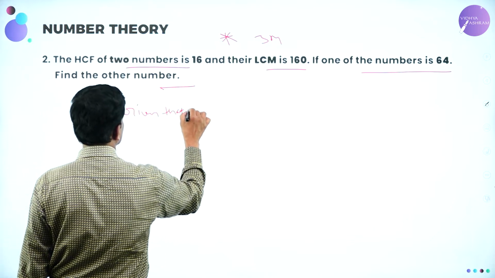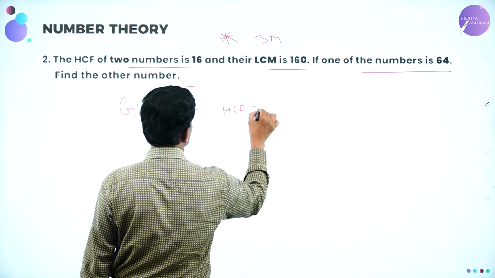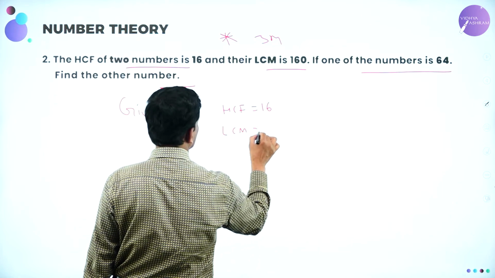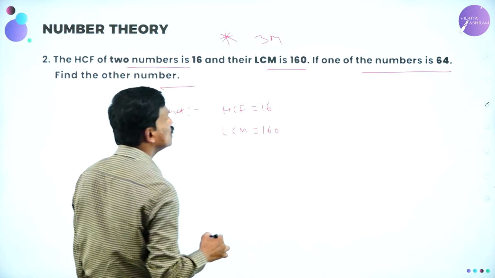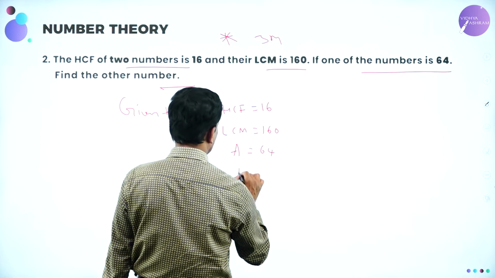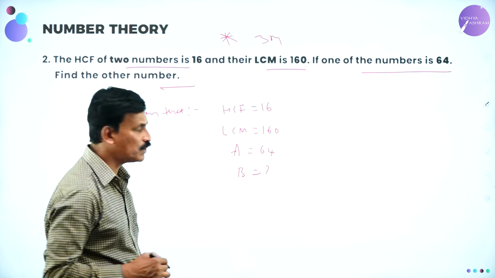Given that the HCF of two numbers is equal to 16 and their LCM, least common multiple, is equal to 160. If one of the numbers A is equal to 64 and B is the question mark, find out the other number. Very simple and important problem.